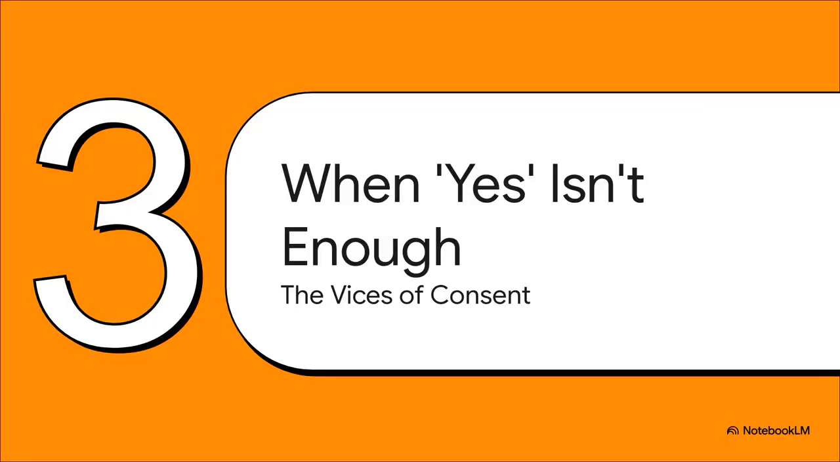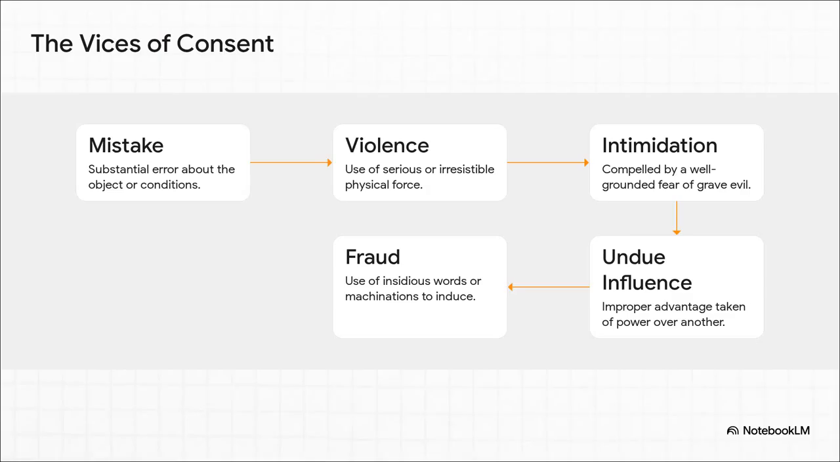Okay, but what if everybody involved is legally capable of giving consent, but the yes itself is the problem? This takes us to that second type of bug. The vices of consent. And here they are. The law gives us 5 specific ways that consent can be corrupted, making a contract voidable. You've got mistake, violence, intimidation, undue influence, and fraud. Each one is a different flavor of how someone's free will was basically hijacked when they agreed to the deal.